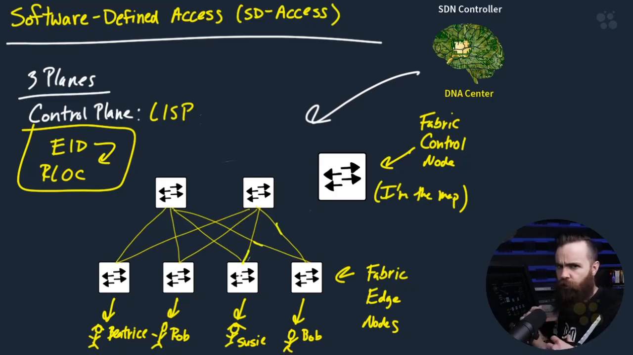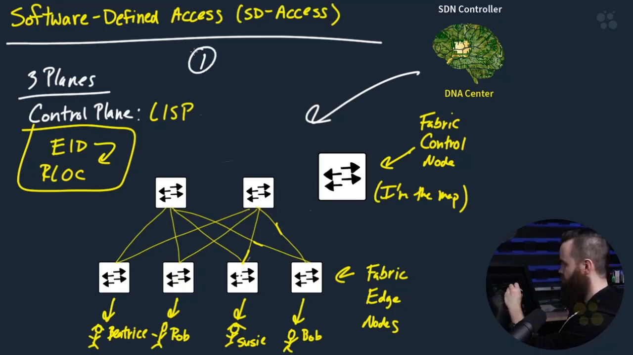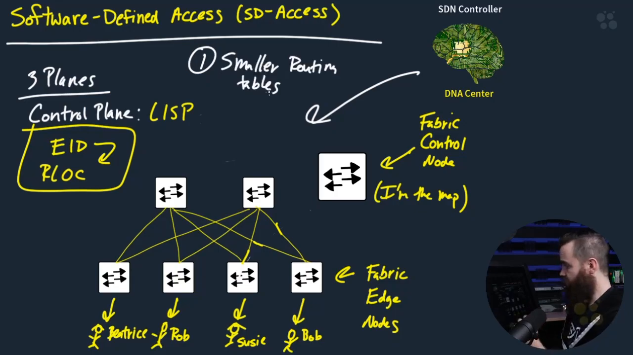Now, why is this revolutionary? Why is this cool? Chuck, why are you telling us about this? Well, because of a few reasons. First, smaller routing tables. This design is very simple, and keeping track of where the nodes are is pretty simplistic. I mean, if it gets large, you'll need a larger fabric control node, but it's pretty simple to identify where things are.